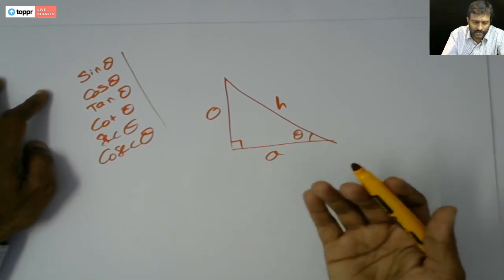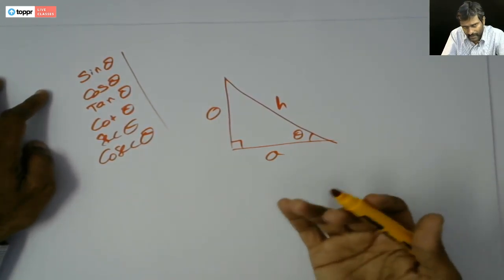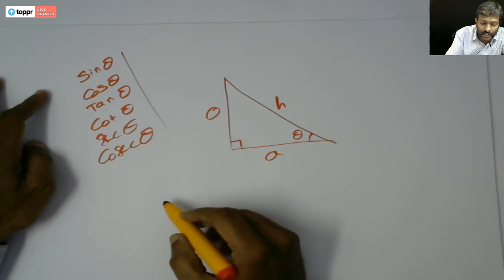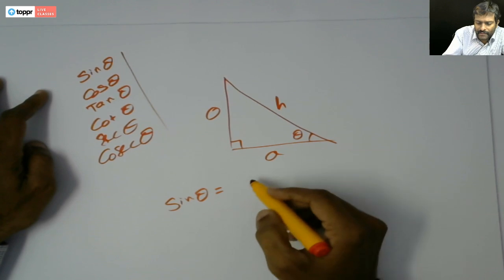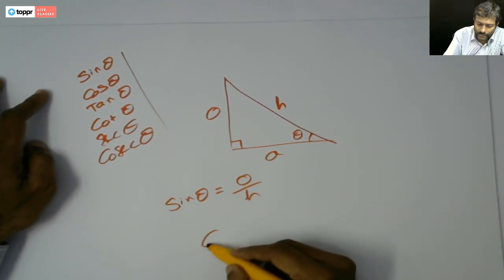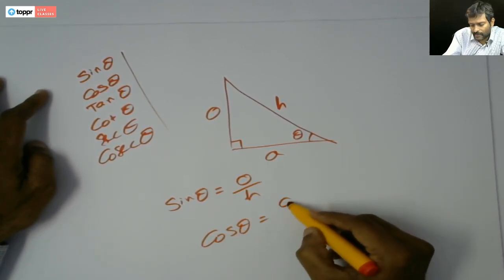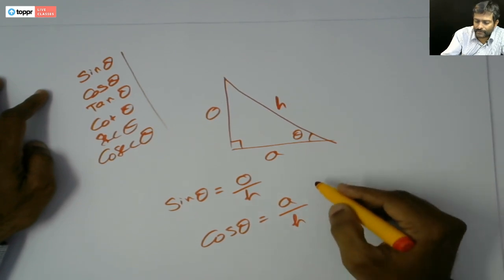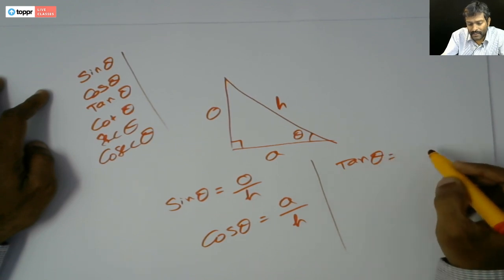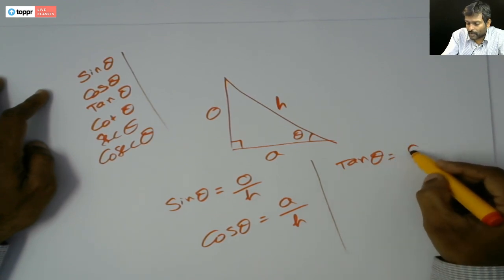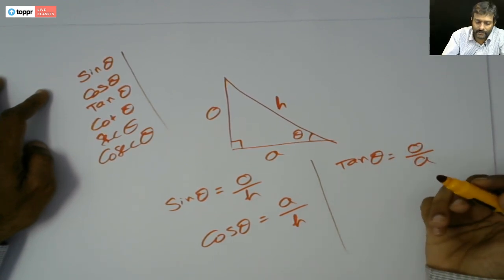These are the ratios of sine, cos, tan in a right angle triangle. I'm not going to go through that, don't worry, you all know that, right? So sine theta here is opposite by hypotenuse, and cos theta is adjacent by hypotenuse. I'll tell you why I'm talking about these two. And tan theta is opposite by adjacent, right?